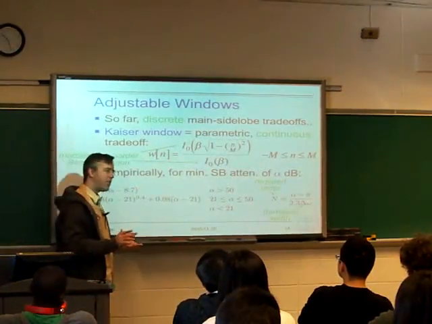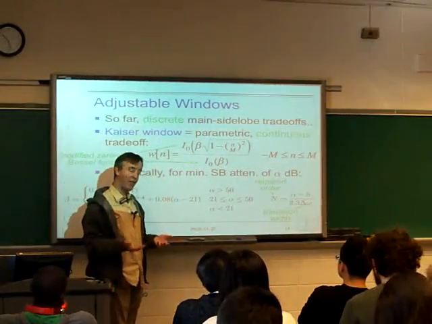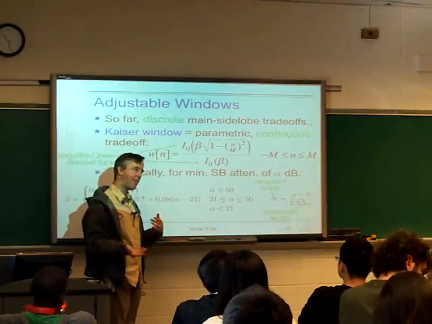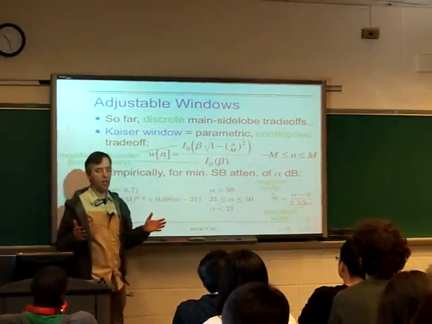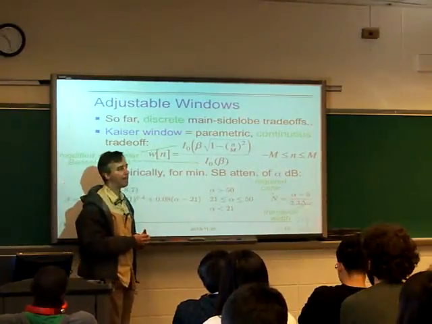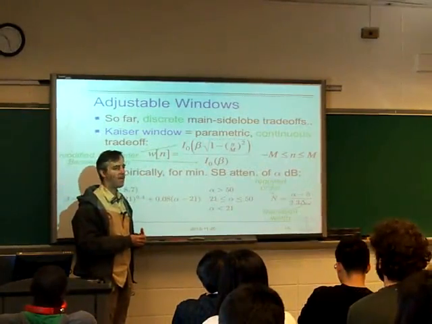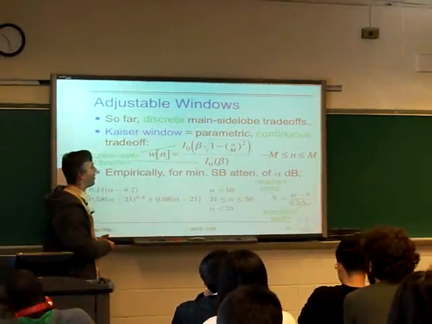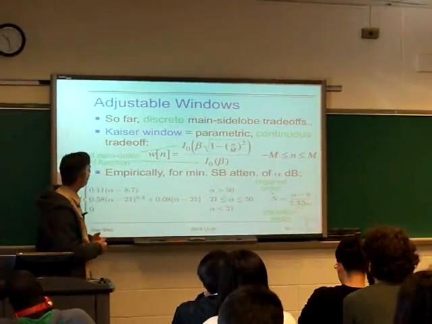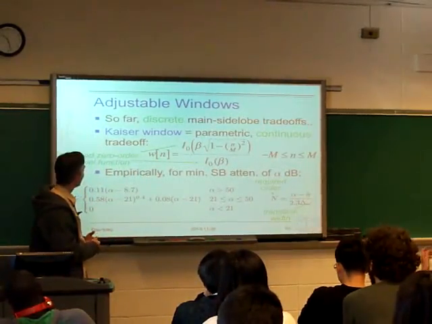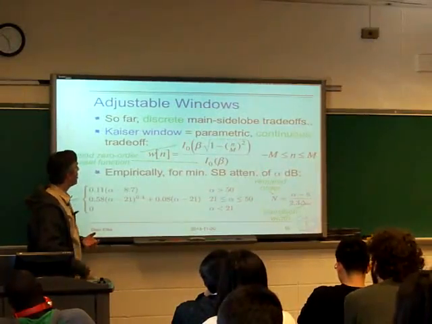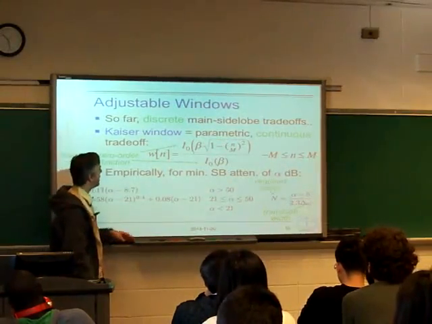It's a little bit strange to have a set of discrete choices for this. We've got this trade-off between main lobe width and side lobe height. Maybe we could have some parametric trade-off. And so Jim Kaiser, I guess, came along and figured that out. The Kaiser window is an example of that.